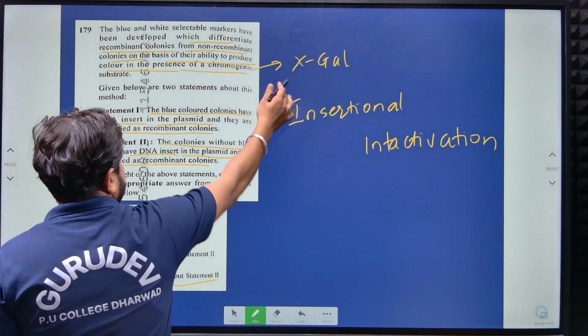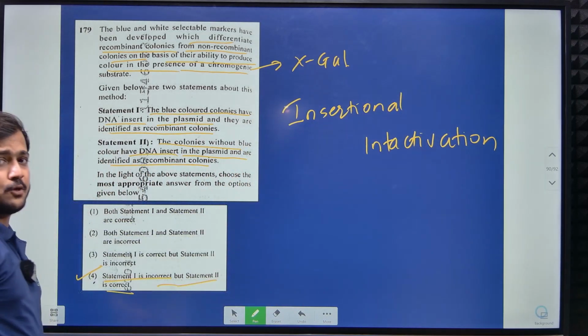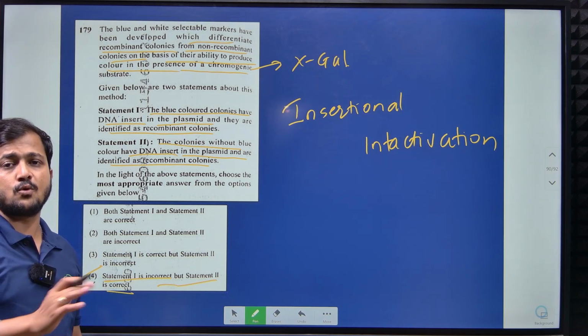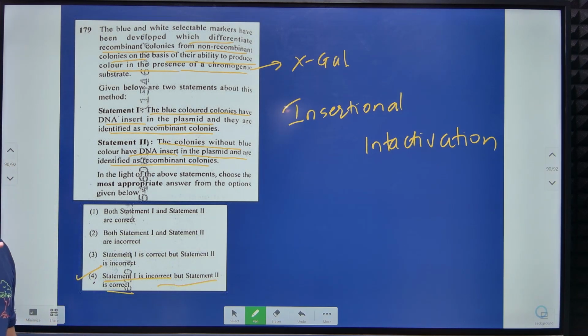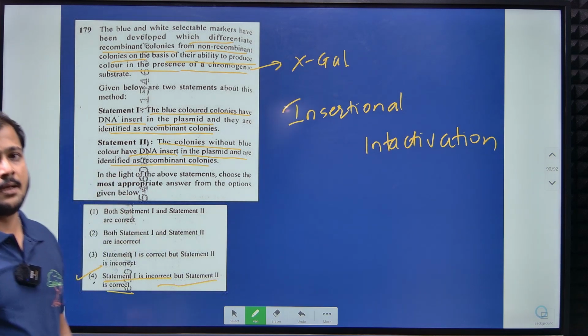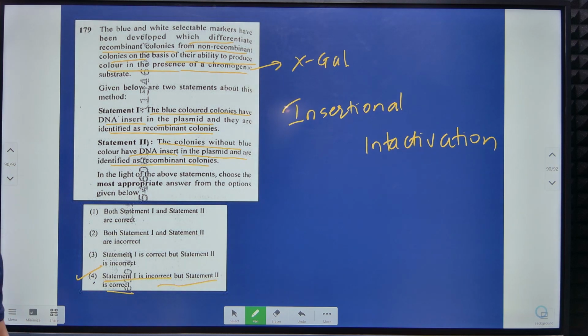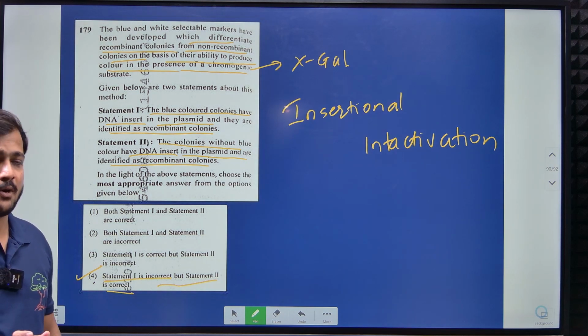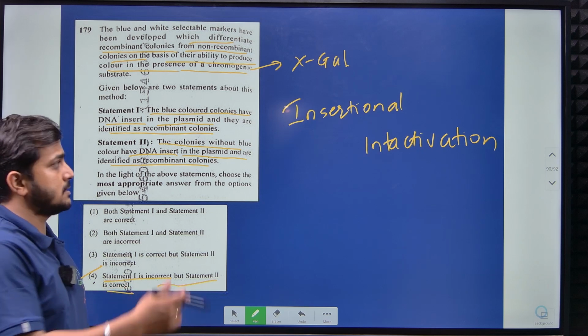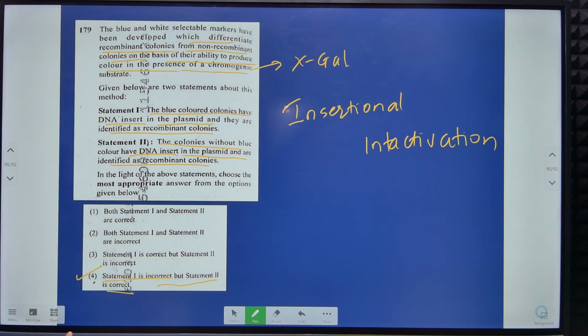Now this X-gal reacts with lactose, which gets divided into glucose and galactose, digested by the beta galactosidase enzyme. Galactose will react with X-gal and forms a blue colored colony. But the non-recombinant will not have that beta galactosidase production, because there itself we have added our gene of interest, so definitely it will be white in color. So here option 4 is correct, right?